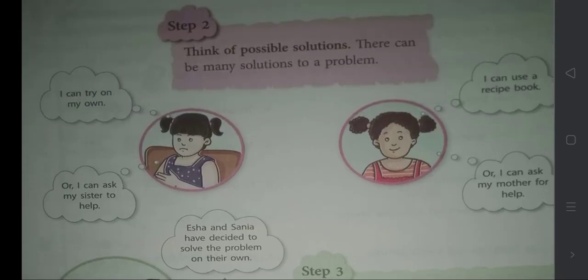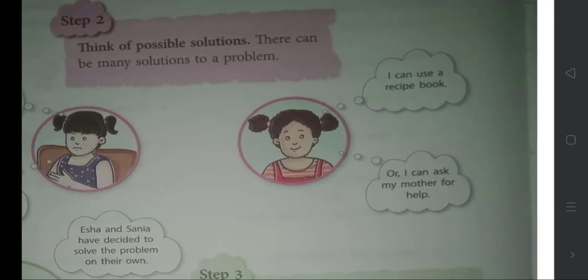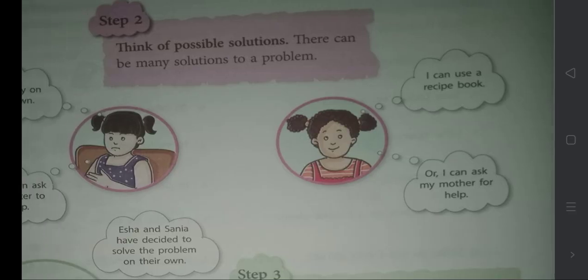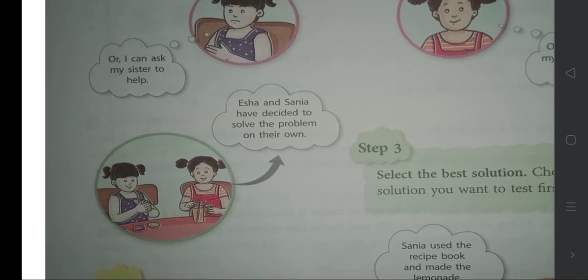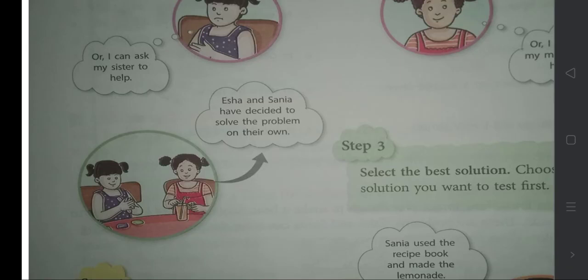See here, I can try on my own, and after that she's thinking, or I can ask my sister to help. Isha and Sania have decided to solve the problem on their own. See here also Sania is the same way, she's thinking, I can use the recipe book or I can ask my mother for help. So both ways, either doing it on their own or asking help from others. Now they have decided. In this picture you can see they have decided to do the task on their own.